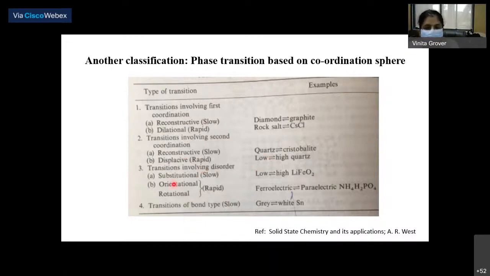Then I think I have not taught you about order disorder, which we'll do later. So maybe we can skip it. But basically it says that this is the transition where disorder is happening in the matrix. We'll come back to this when we do order disorder.